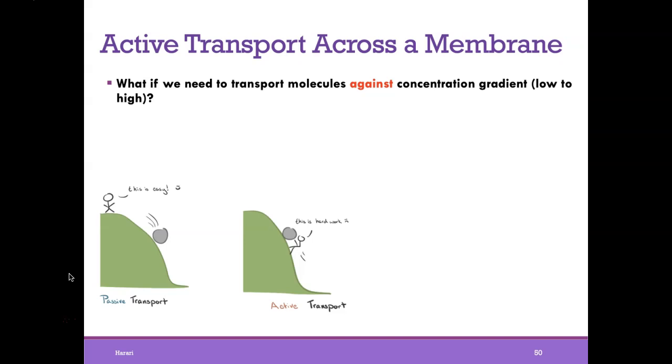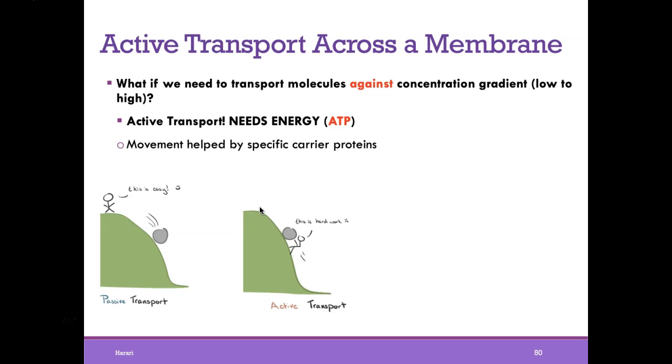So up until now, we were discussing how to transport molecules down the concentration gradient, going from high to low. All right, so it's pretty easy. When you go from high to low, that's passive. But what if we need to transport molecules against the concentration gradient? What if we want to go from low concentration to high concentration? That is active transport, and for that we need energy in the form of ATP. Not only do we need ATP, but we still need special carrier proteins as well.